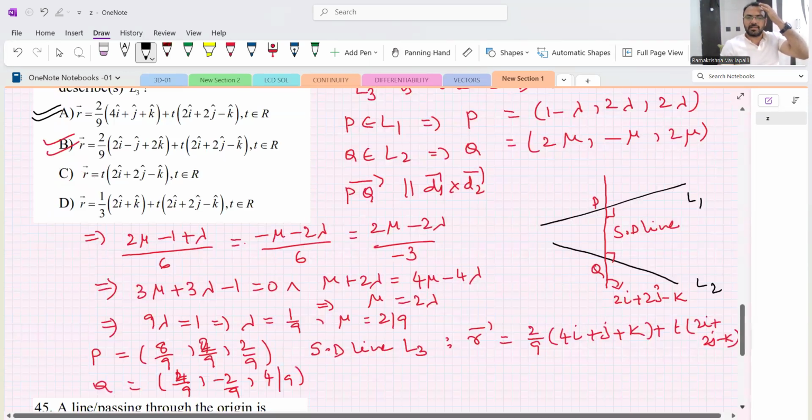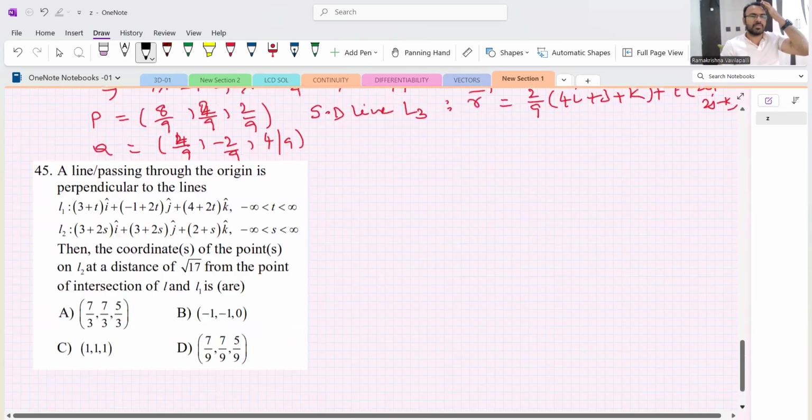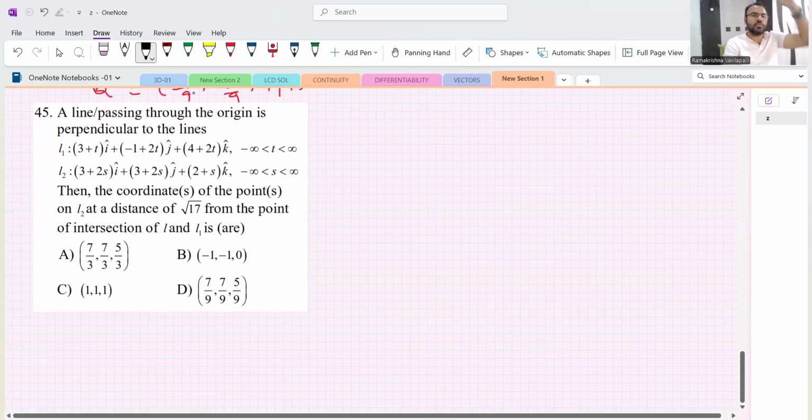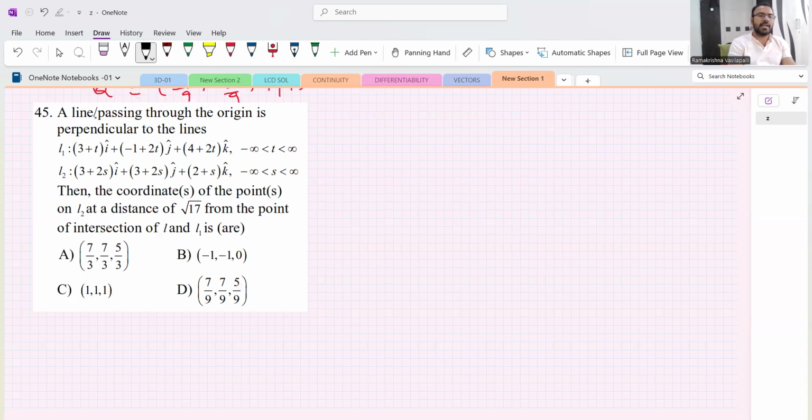All right. Next, moving to the next question. A line passing through the origin, perpendicular to both the lines. Perpendicular to both the lines, right? A line L. So L is perpendicular to L1 and L2.